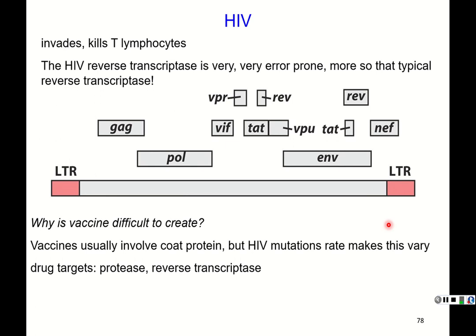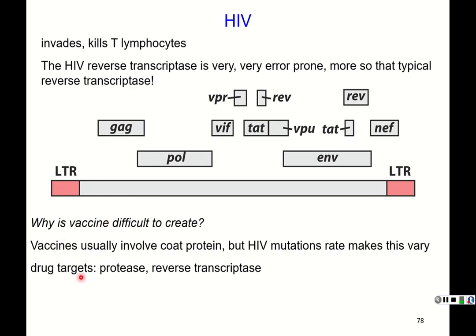HIV is another example of a retrovirus. It invades and kills T lymphocytes. The HIV reverse transcriptase is very, very error prone, right? More so than a typical reverse transcriptase. And because of that, that's one of the reasons why it's very difficult to create a vaccine for HIV, because that reverse transcriptase is so error prone that it's just constantly making mutations, and any vaccine you make is not going to be effective because the outside of the virus has changed.